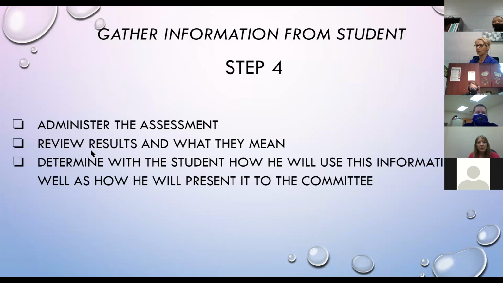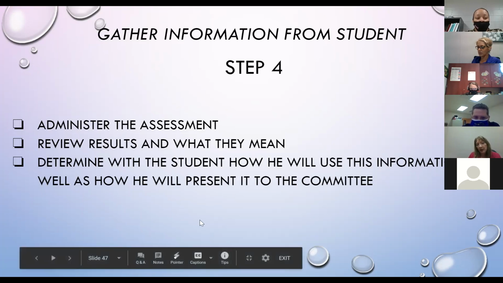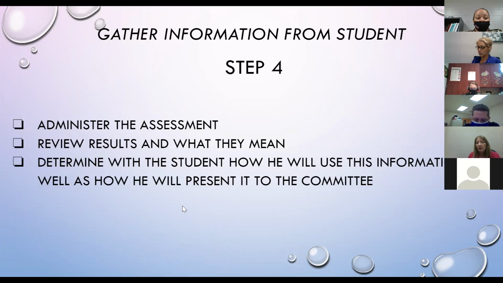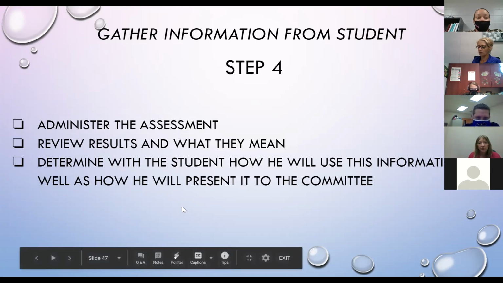You give them the assessment, review the results with them and what they mean, and then you talk with the student about how he's going to use this information and how he's going to present it to the committee. For instance, the student could be saying in his script, I decided to take the AIR self-determination assessment, and it told me that I really need to do some work in this area, or no, I'm really, really good at making choices and speaking up for myself. And they're going to present that to the IEP committee, depending on the cognitive levels and the abilities of your students. Okay.